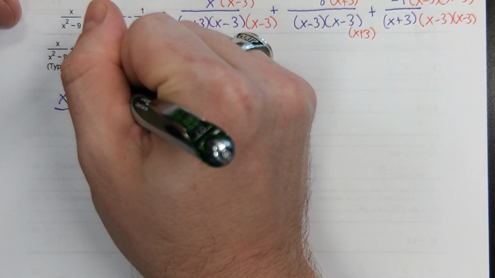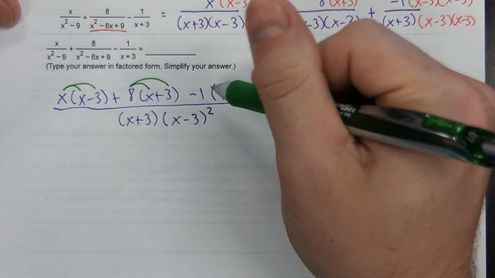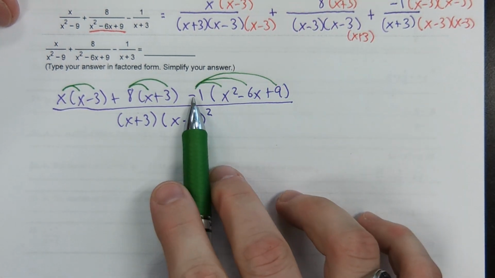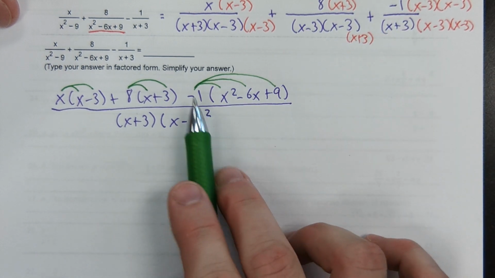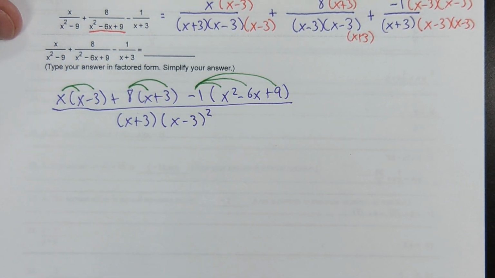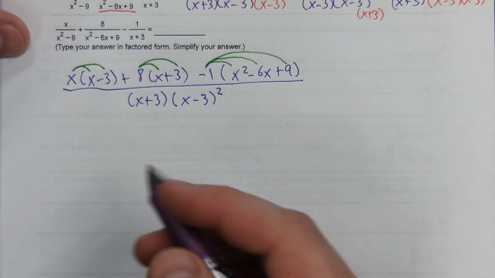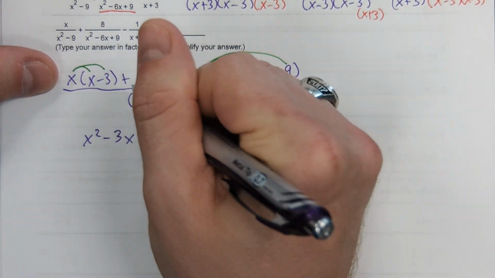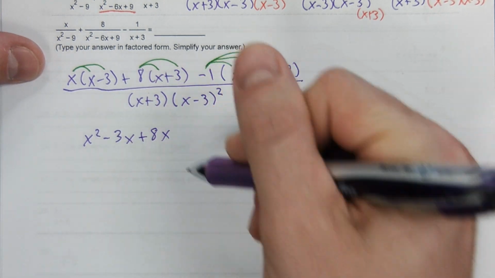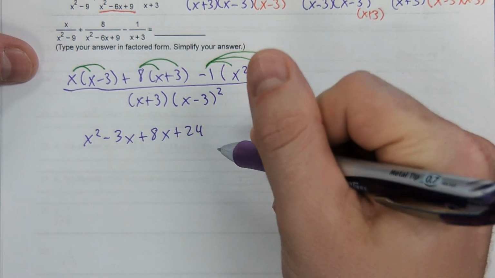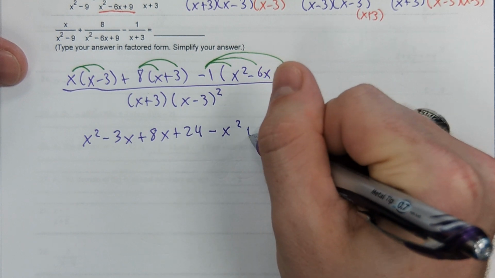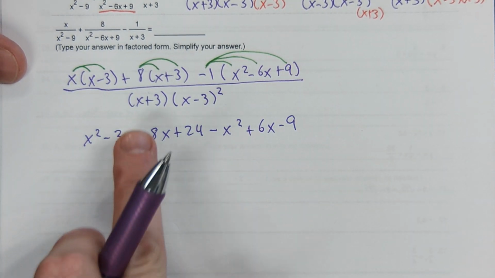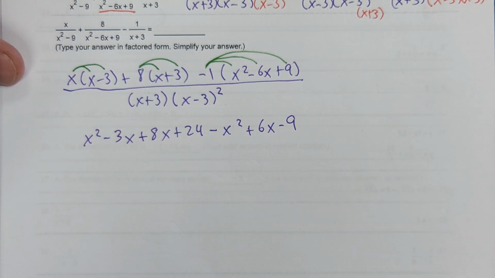Distribution here and here, here and here. And this negative 1 gets distributed to all three things. And that is why I told you to write it as a minus 1, so you wouldn't forget that you have to distribute a negative. I'm not going to write the denominator for a minute. X times x is x squared. X times negative 3 is negative 3x. 8 times x is 8x. 8 times 3 is 24. Distributing the negative 1 gets me a minus x squared plus 6x minus 9. Remember, that's all over this stuff, but I'm not writing that right now. I'm trying to be lazy.